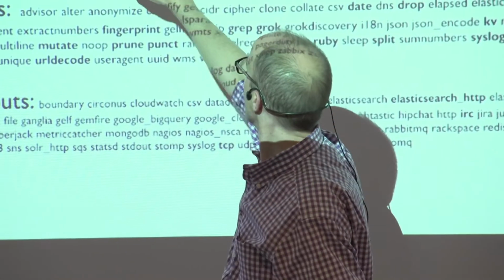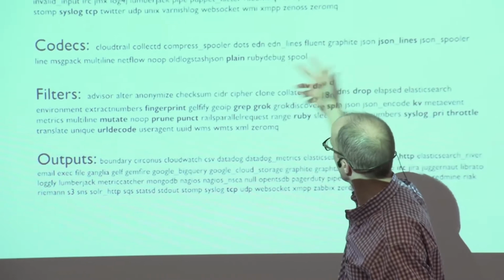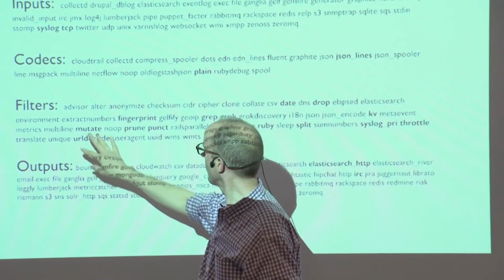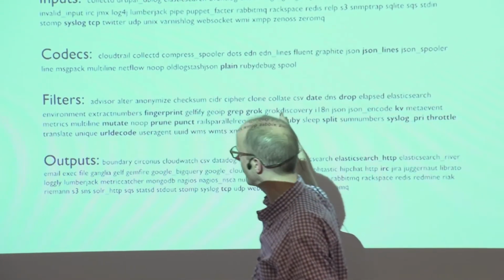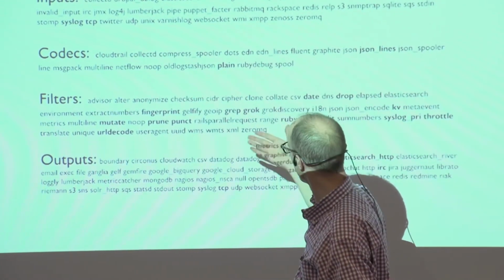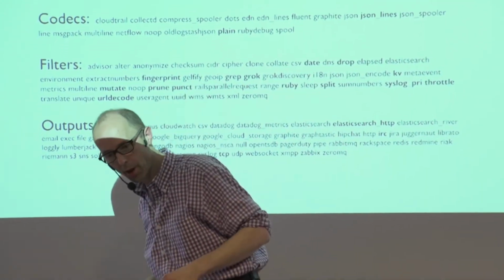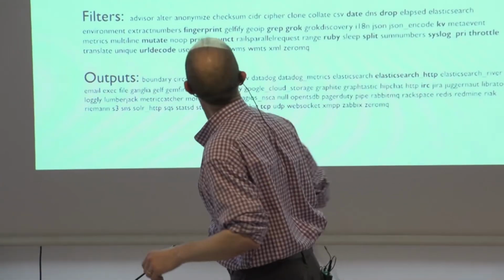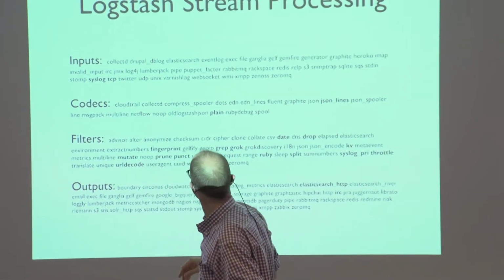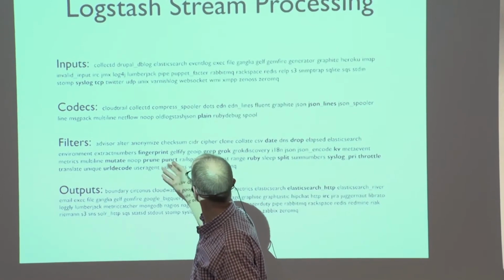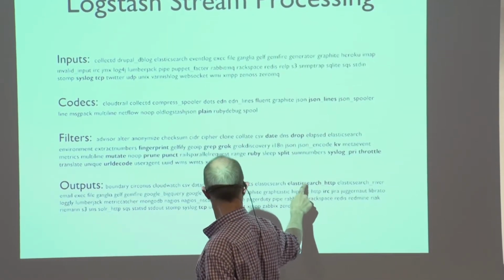Logstash has lots of inputs, all sorts of ways of getting stuff in, all sorts of ways of interpreting what comes in and formatting what goes out. Then there are filters, which are ways of editing the messages as they flow through, and then lots of ways of forwarding it on. So we use syslog TCP input mostly, and we use a bunch of these filters that I'll show you shortly, and then we output into Elasticsearch.